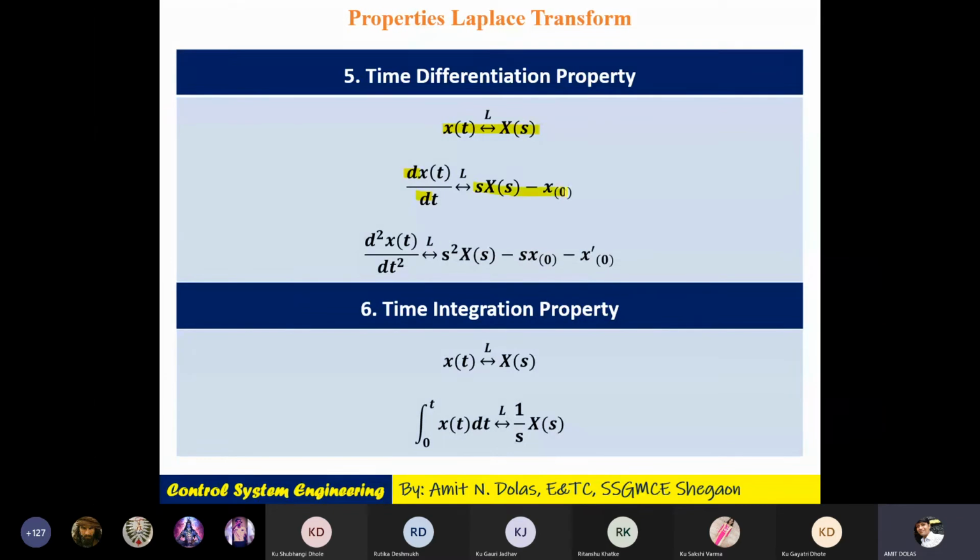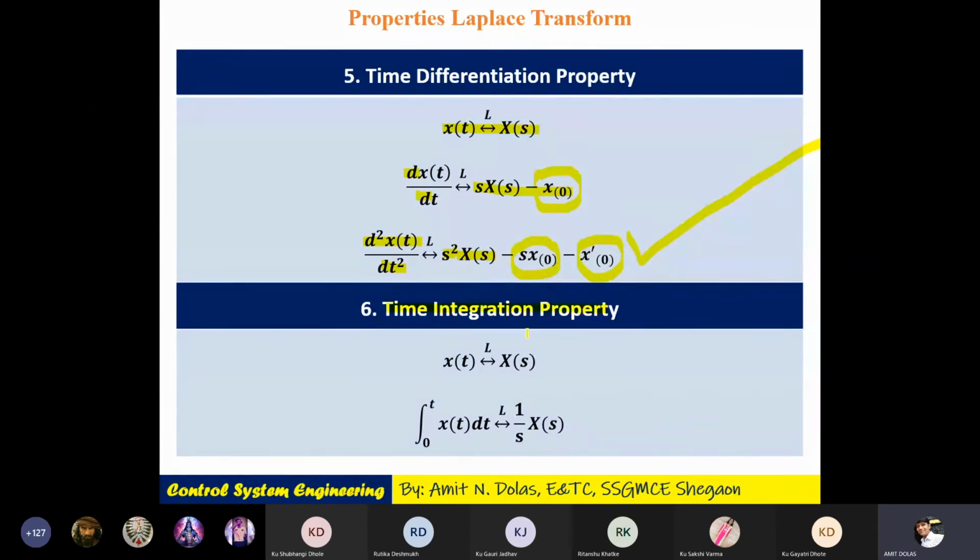Then the Laplace transform will be s into x of s minus x of 0, where x of 0 will be the initial condition. Then if I take the double derivative of x of t, it will be s square into x of s, minus the initial condition s into x of 0, minus x dash of 0. As and when we use it, it will be more clear.